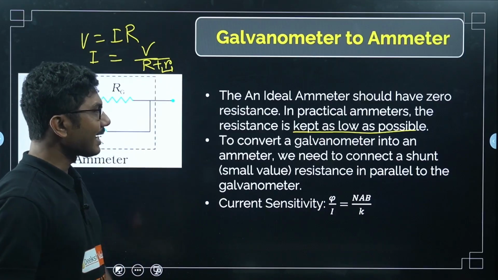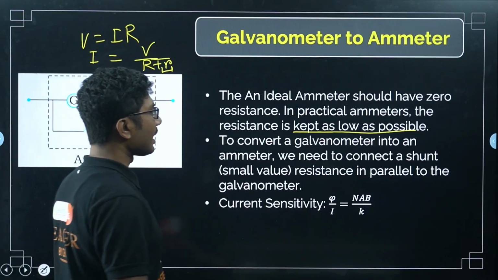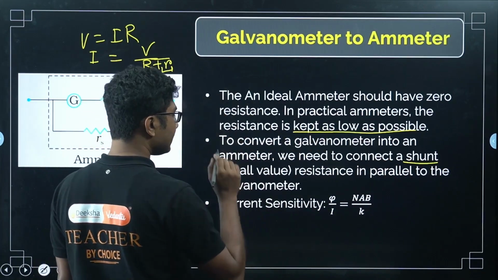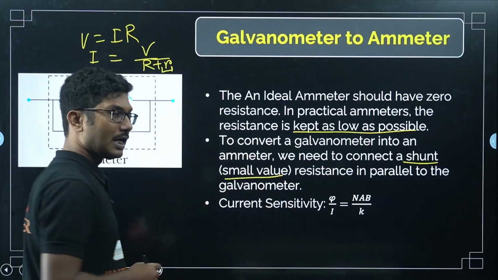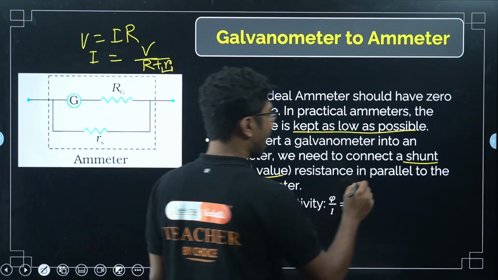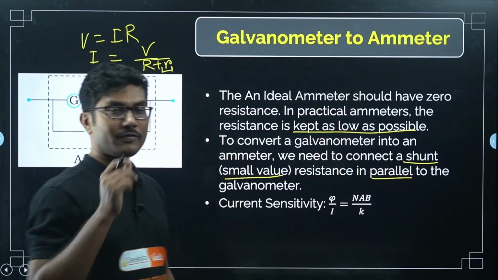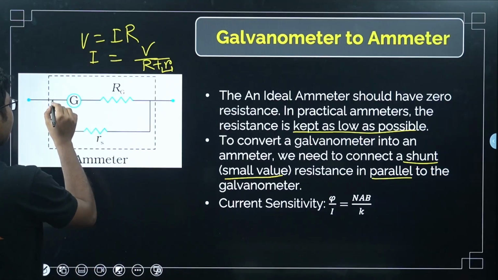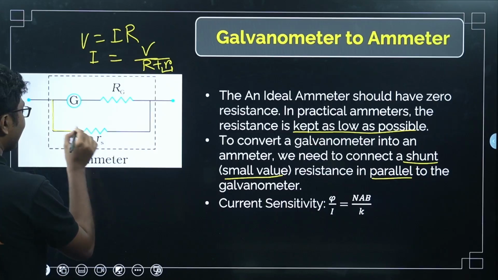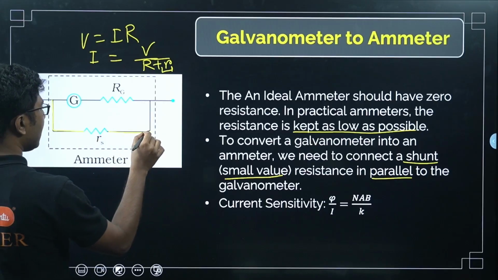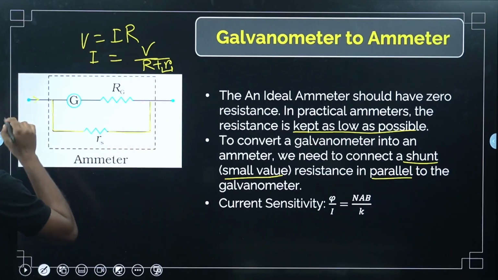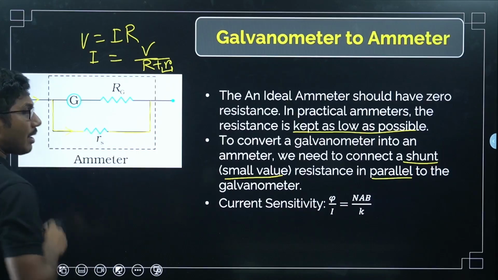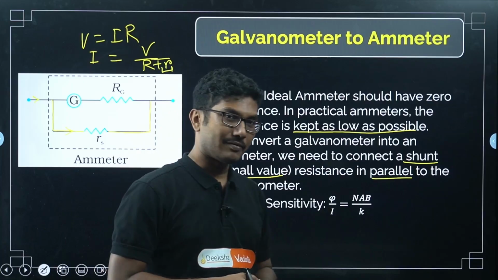Now to convert a galvanometer into an ammeter, we need to connect a shunt resistance. What is the meaning of shunt resistance? Shunt means a small value resistance that is connected in parallel. So when we connect the small value resistance, most of the current coming here will pass through the small value resistance, and a very small amount of current will actually pass through the galvanometer.